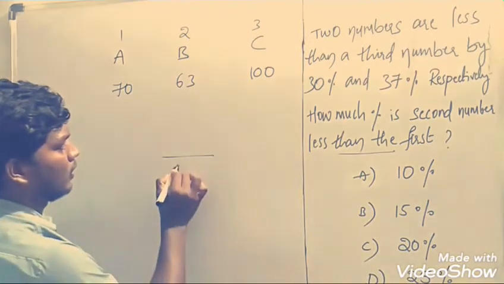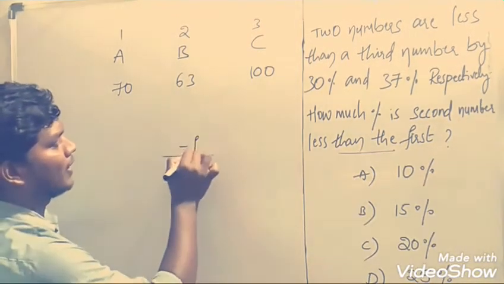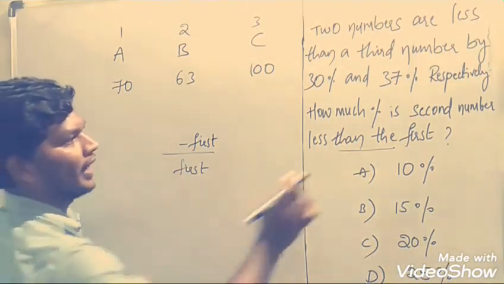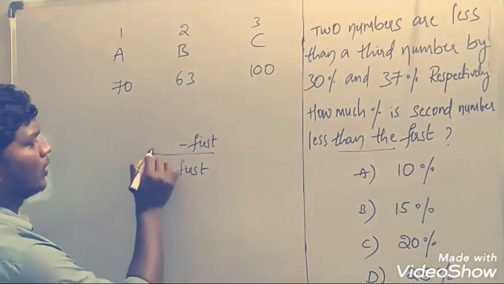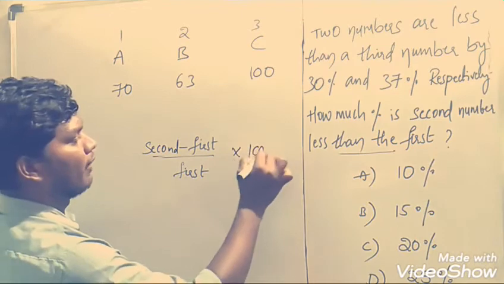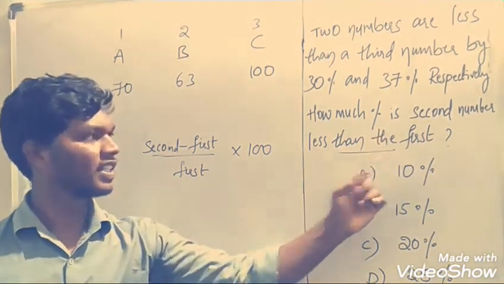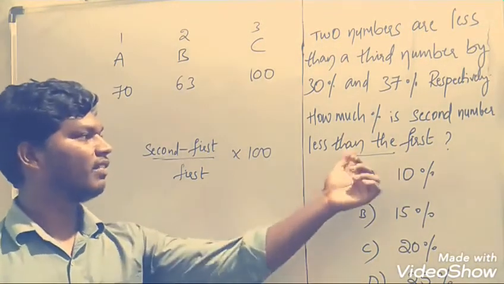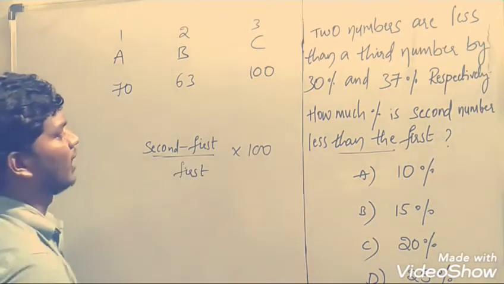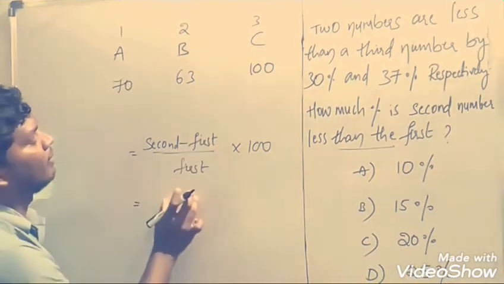So first, write it in the denominator, and write first in the second place. So he is asking to find the relation between the second number and the first number. So then definitely the second number will be starting, so into 100. See friends, after 'than' we have first, writing first in the denominator. So first in the second place. Now substitute the values of second and first.